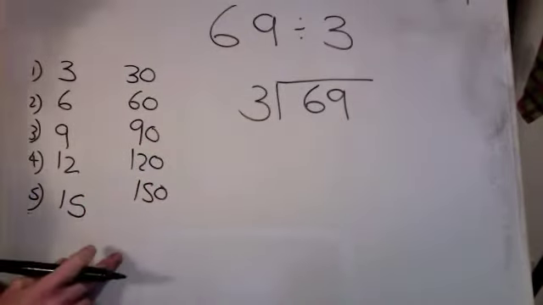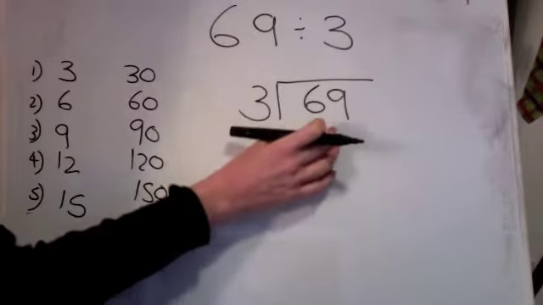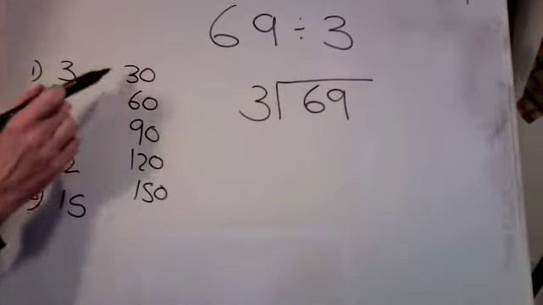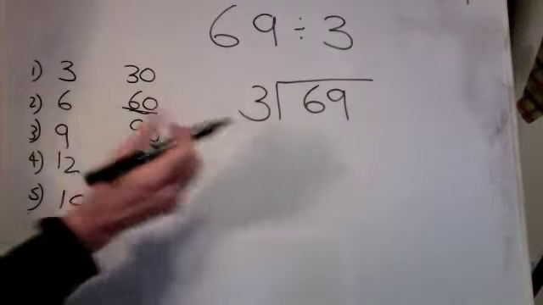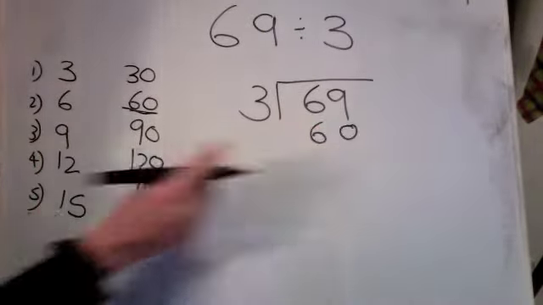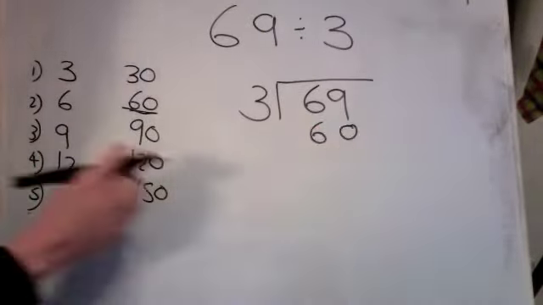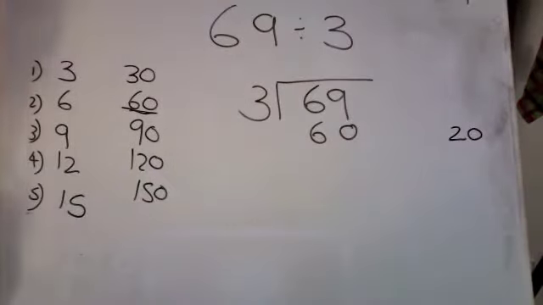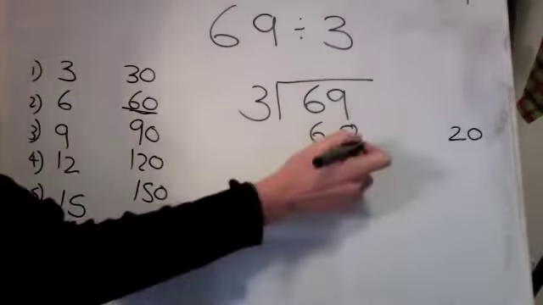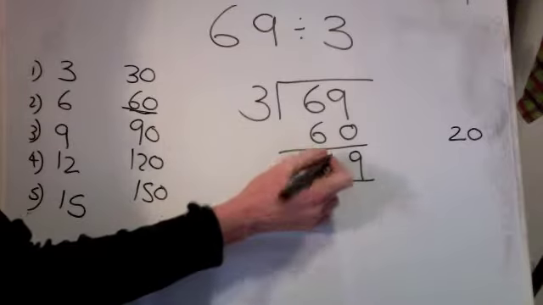We're looking for a number amongst these multiples that's close to 69 but without going over. So if I look through here, the closest number I have to 69 is 60. So I shall write that under here. 60 is made by multiplying 3 20 times. So we'll write that over there. Let's see what the remainder is. 9 take away 0 is 9. 6 take away 6 is 0.